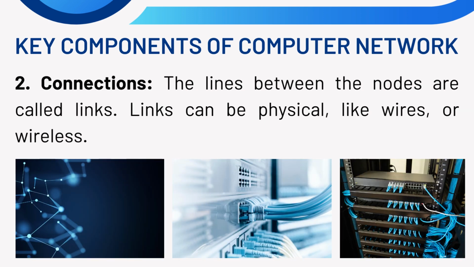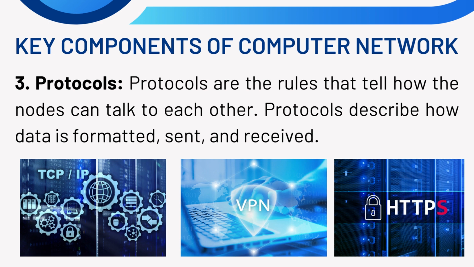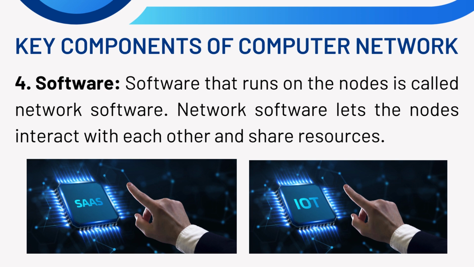2. Connections. The lines between the nodes are called links. Links can be physical, like wires, or wireless. 3. Protocols. Protocols are the rules that tell how the nodes can talk to each other. Protocols describe how data is formatted, sent, and received. 4. Software. Software that runs on the nodes is called network software. Network software lets the nodes interact with each other and share resources.